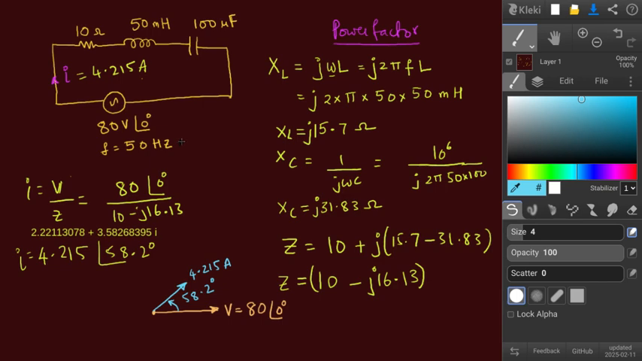So, what is power factor? Power factor is the angle between the voltage and current. You take whatever is the angle and apply cos. That is called the power factor. So, power factor is cos of 58.2 degrees.